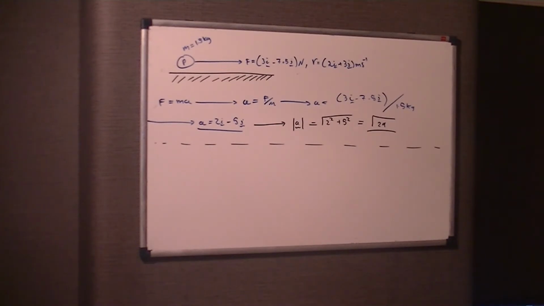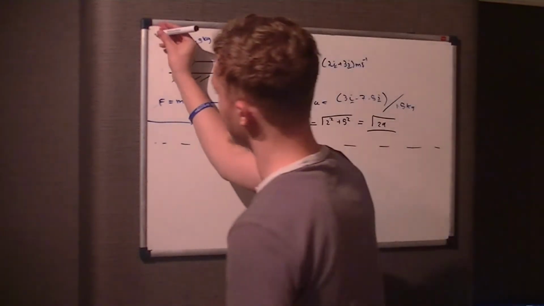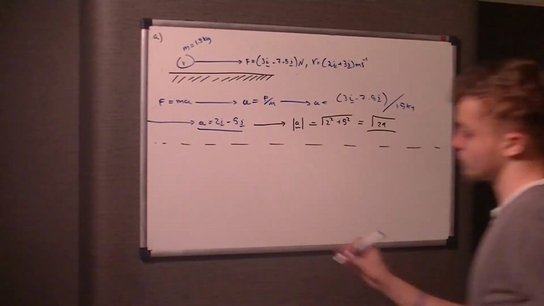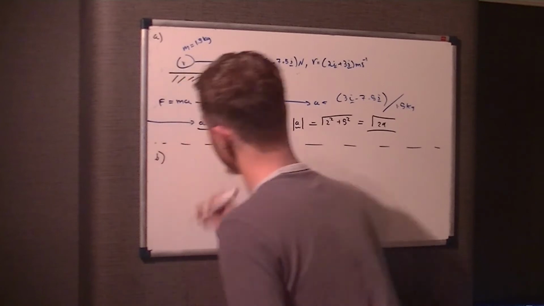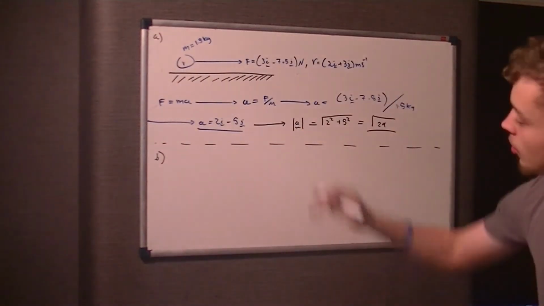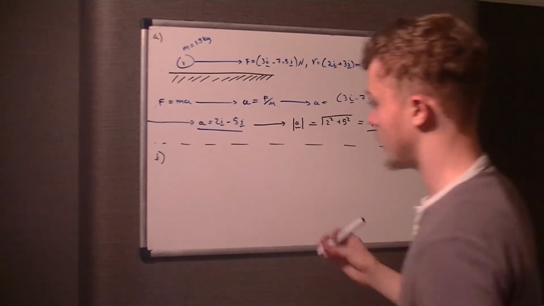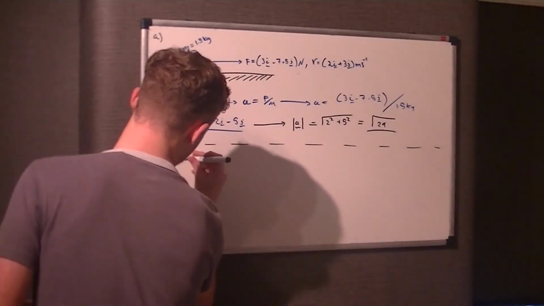Alright, so that's part A done. Part B, it says... So what you can either do at this stage is rewrite all the bits of information out on the next line so you know where you're working from. So I'll do that, but obviously you don't need to.